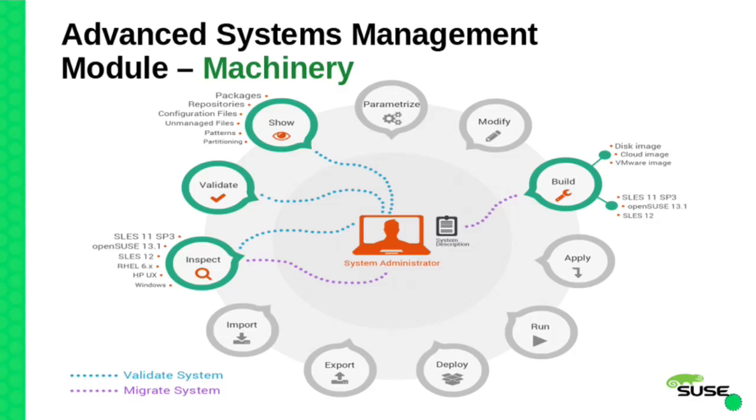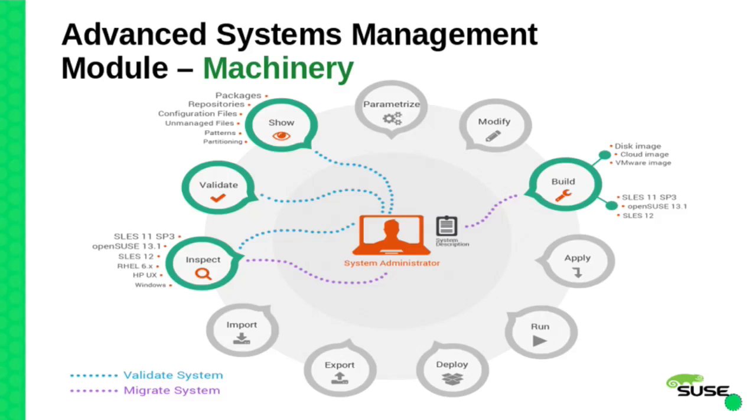To even take it a step further, machinery integrates with Kiwi as well. So you can take the manifest file and build images. If you had a system running on a standalone server and you felt like that workload would be much better running under KVM or a virtualized platform or even the cloud, you could convert it using Kiwi into a virtualized platform or a cloud platform image.